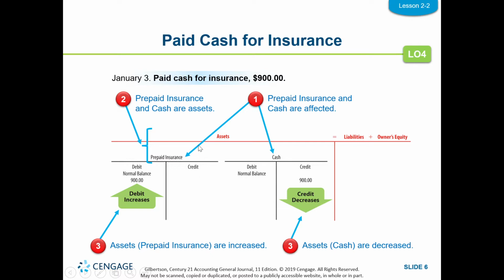So the fourth question is, how is each recorded? Well, I bought insurance, that's going to go up $900, so I increase. So I go over here to the debit side and I write $900 debit underneath prepaid insurance. Now because cash goes down, I go to the decrease side and I write a $900 credit for cash.